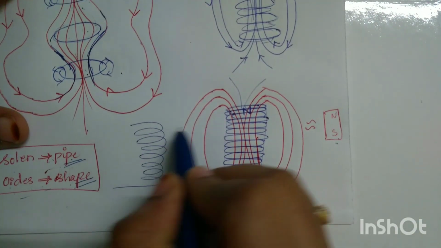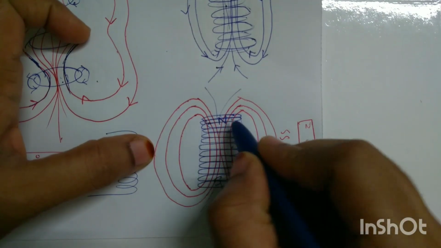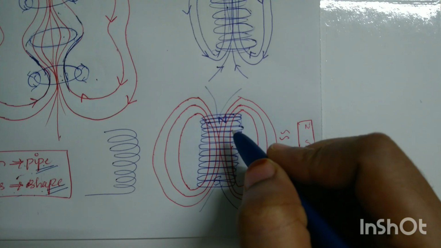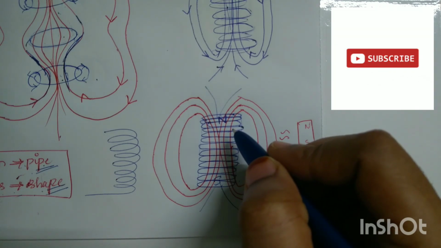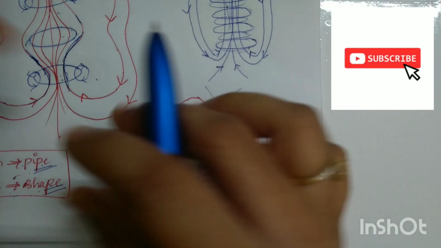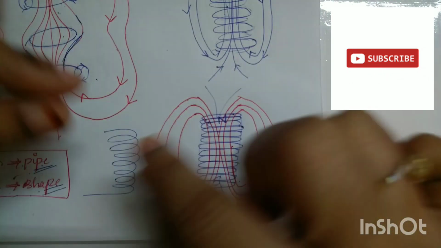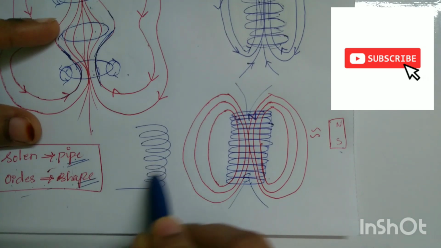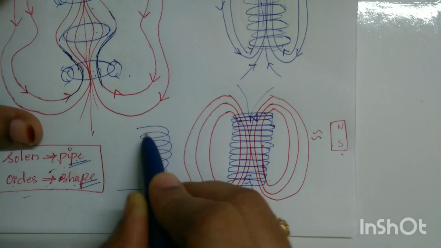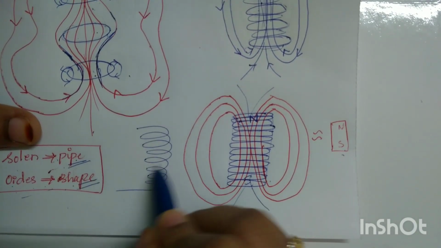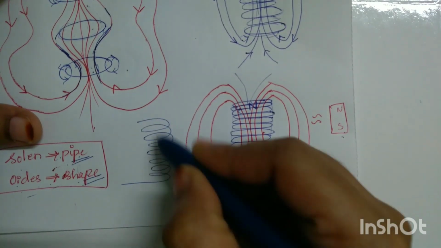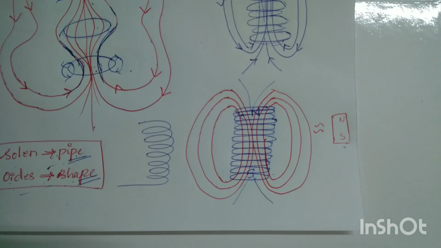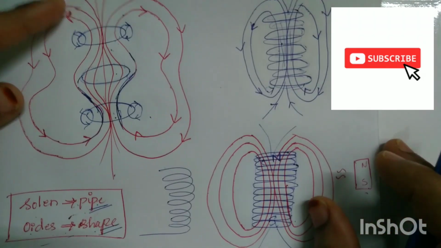It is very difficult to have individual circular loops very closely lined. So what we can do is take one wire which is wound in a circular loop, like we can wind it in this way, such that these long circular loops form the solenoid. Hope you understood what a solenoid is.